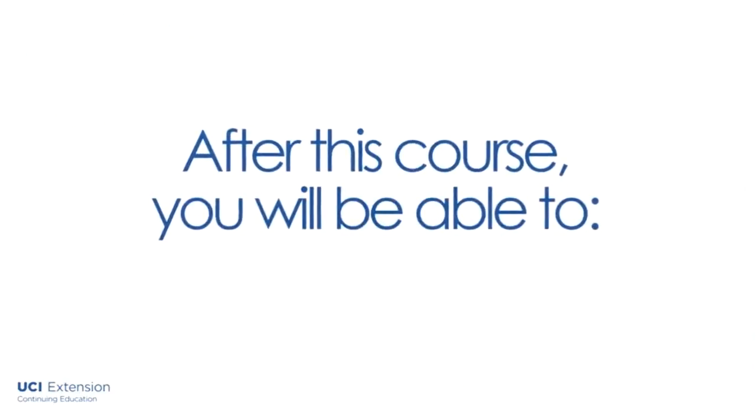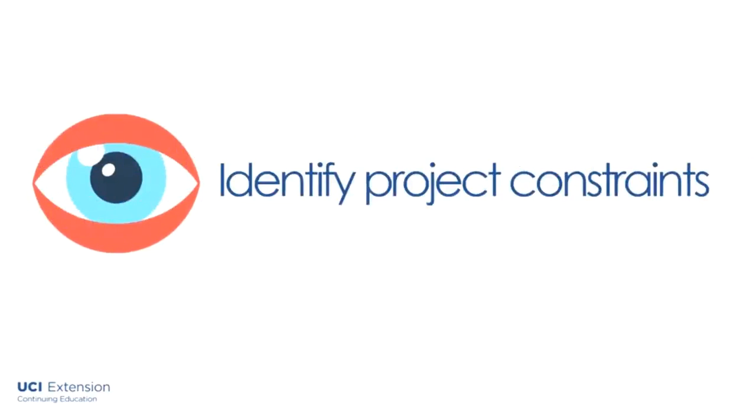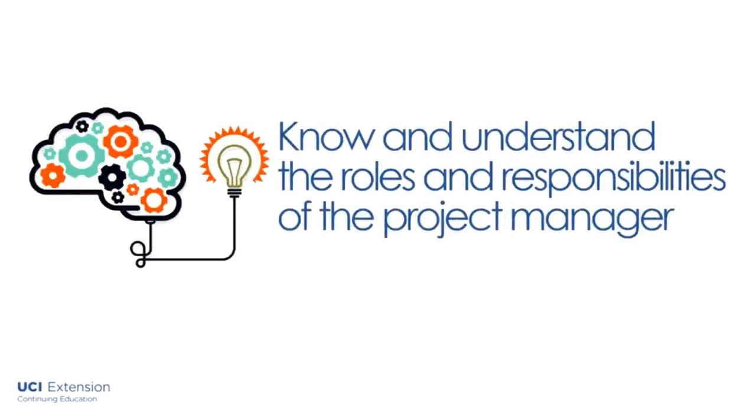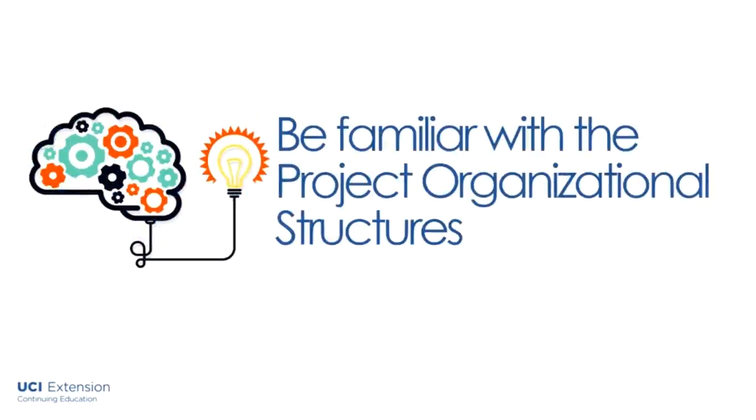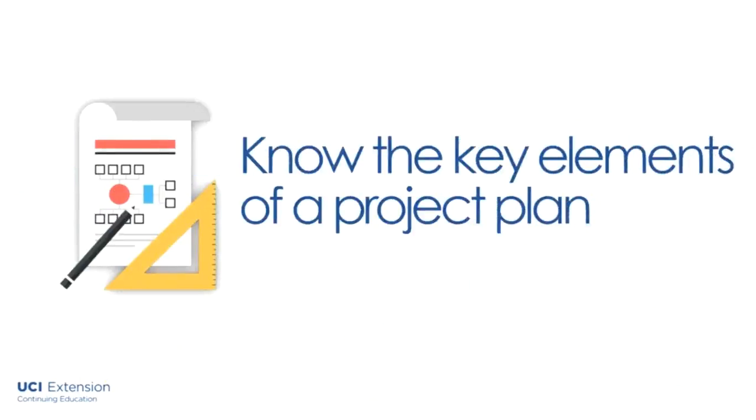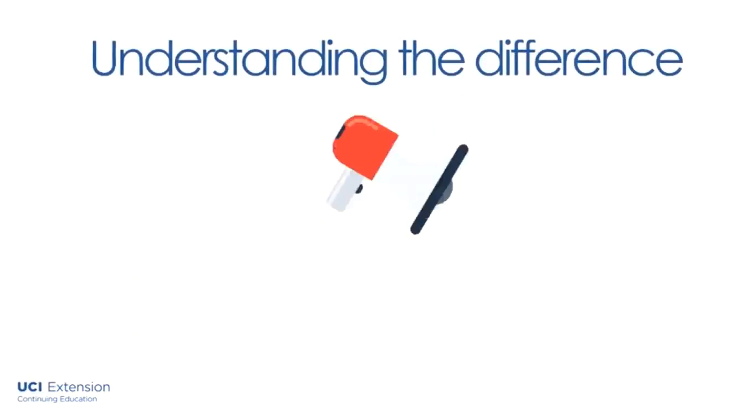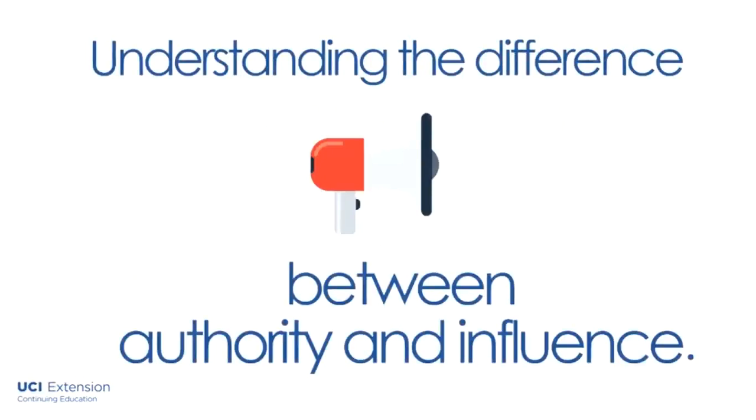After you complete this course, you will be able to identify the key characteristics of a project and identify project constraints. You will know and understand the role and responsibilities of the project manager and be familiar with the project organizational structures we frequently use to run our projects. You will see why a project charter can be useful, and you will know the key elements that go into a project plan. You are going to consider what causes conflict within a project, and you will gain an understanding of the difference between authority and influence. This will help you understand more about your role and about how you wish to lead your team.